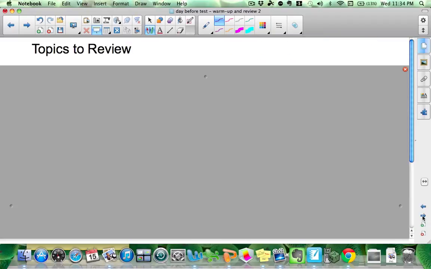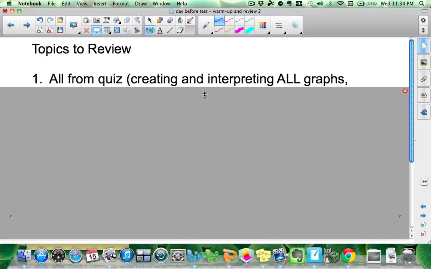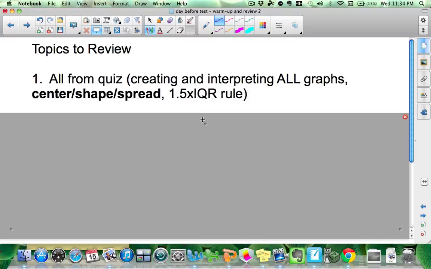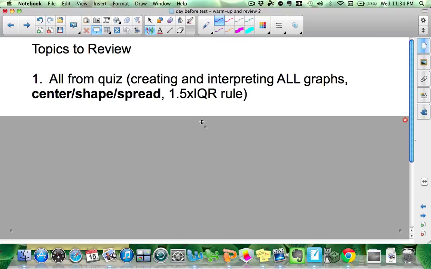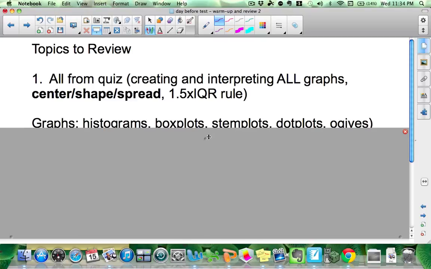All right, I'm going to give you a brief list of topics that you need to review in order to be successful for the test tomorrow. The first is basically everything from the quiz that was passed back yesterday. So how to create and interpret all of the different graphs. If you need to have that list of graphs, you can refer back to the review video from before the quiz. You need to know how to do center, shape, spread. You need to know how to do the 1.5 IQR rule.